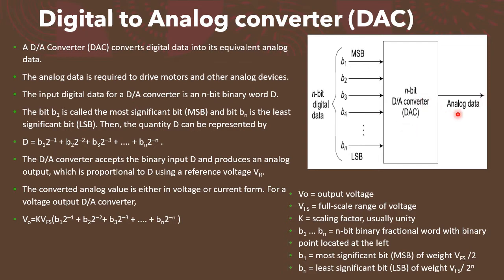And now here the output voltage, the analog voltage V0 will be K Vfs into (B1 to power minus 1 plus B2 to power minus 2 up to Bn to power minus n). This V0 is the output voltage and K is the scaling factor. It's usually taken as 1. This Vfs is the full scale range of the voltage. And then B1, B2 are the n bits going to be transferred. So this B1 is the MSB, most significant bit, and Bn is the least significant bit.